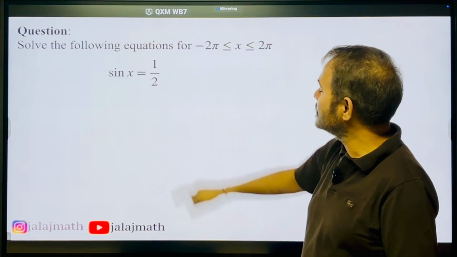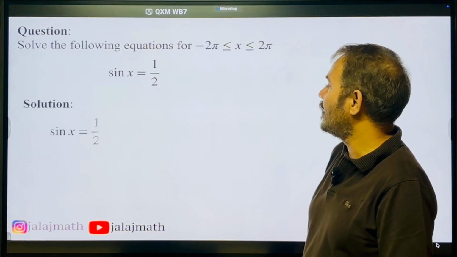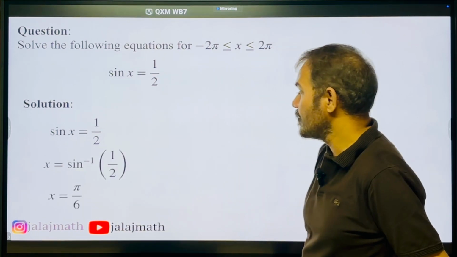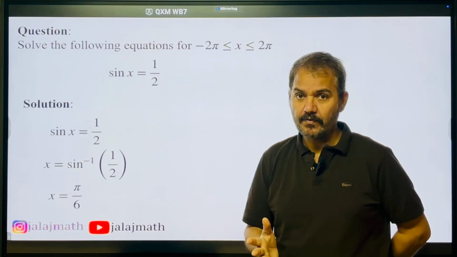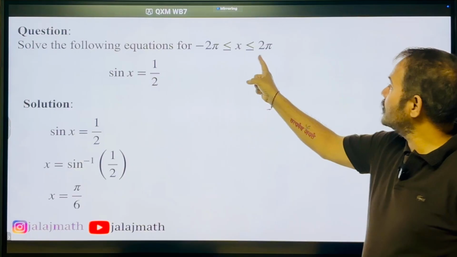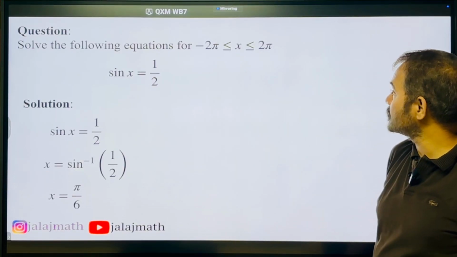So obviously when sine x is 1 by 2, x will be arc sine or sine inverse of 1 upon 2, that is pi by 6 or 30 degree, right? So this is your answer. But if you closely look at the domain, the given domain is negative 2 pi to plus 2 pi.